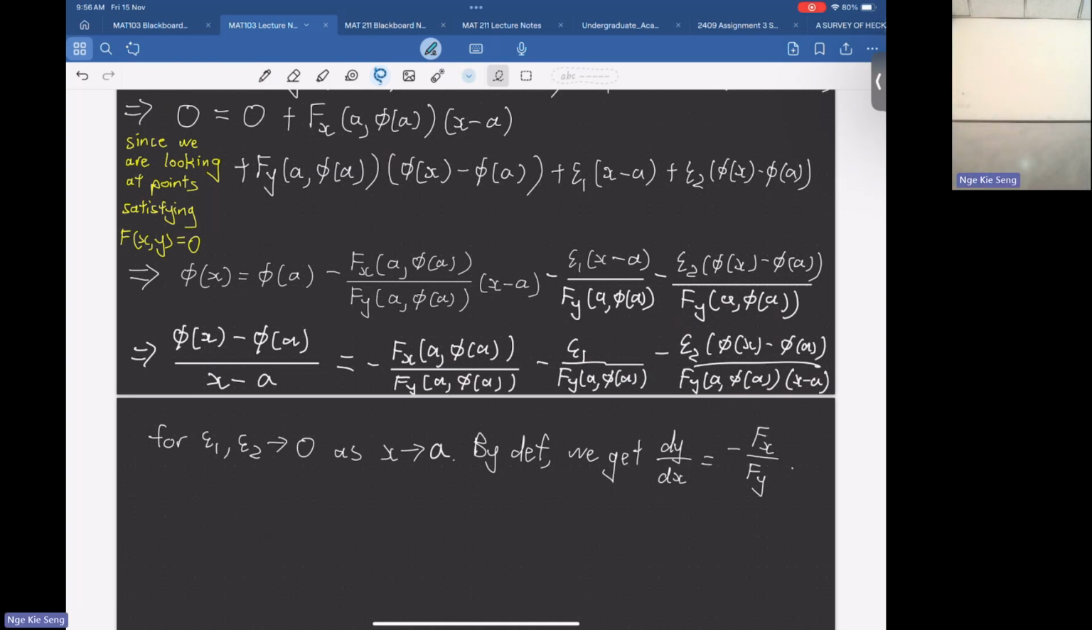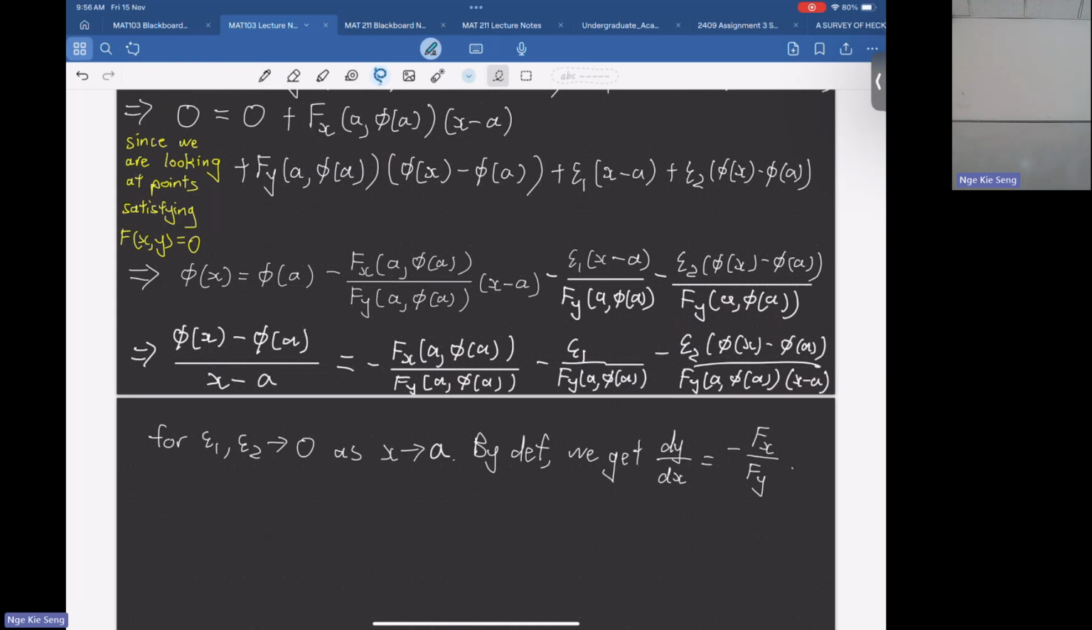dy/dx is the change in y over the change in x. When you take x to a, you can see that this f(x), 5x minus 5a, is the y part because we describe y in terms of x, and x minus a is the difference in x. If you take the limit, it is dy/dx.